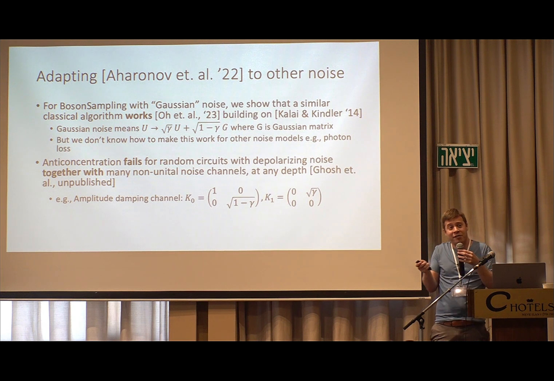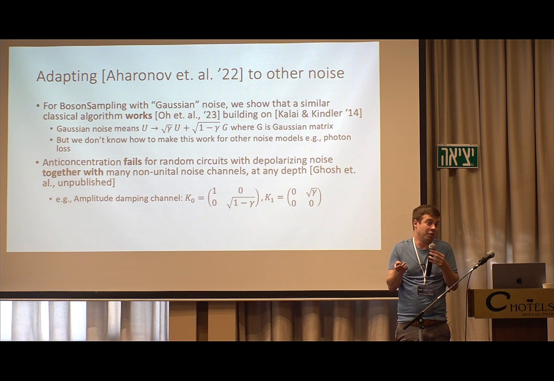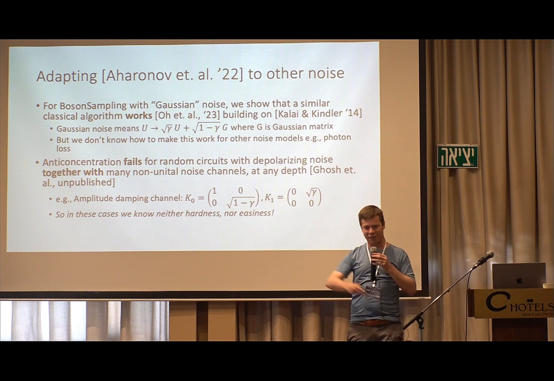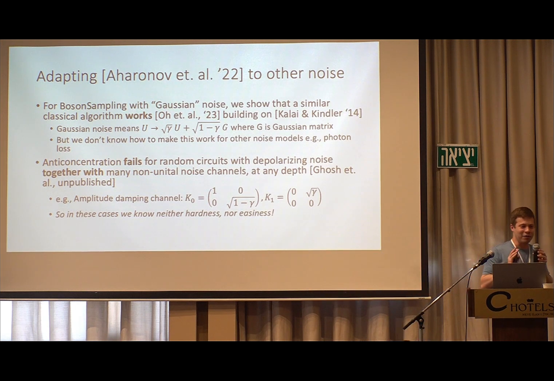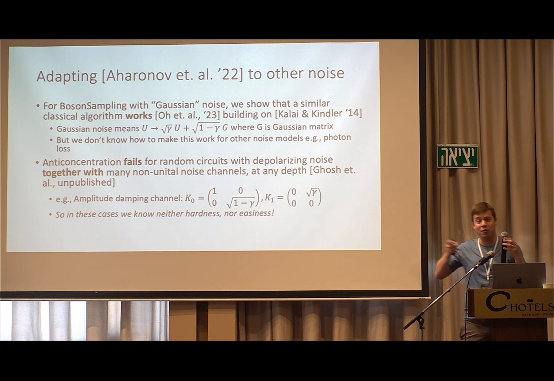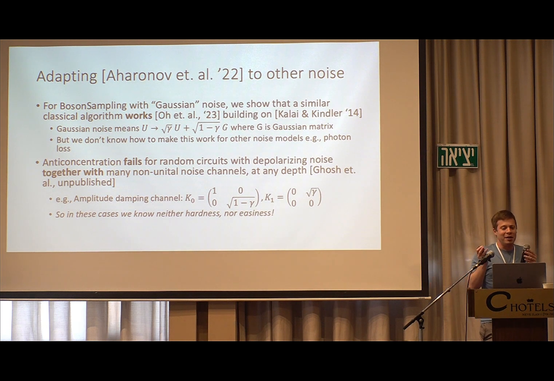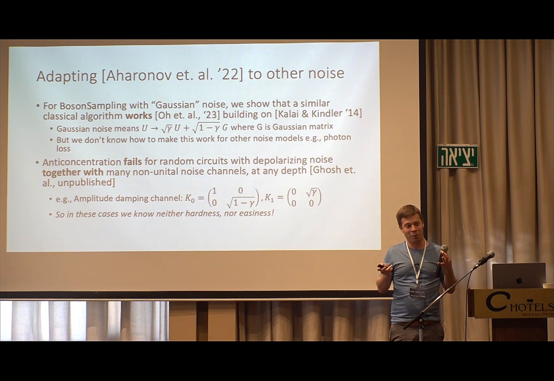And it seems to us, at least naively, as though amplitude damping is kind of winning this fight in some ways. On the other hand, the upsetting thing is, I'd love to tell you now we get hardness and everyone should be happy. It's not at all what I feel. In fact, what I'll tell you is that the hardness arguments for random circuit sampling use anti-concentration as well. So the only thing I can really tell you is that we're now completely clueless as to what to do with these circuits, for which we know neither hardness nor easiness. It's a really great open question.